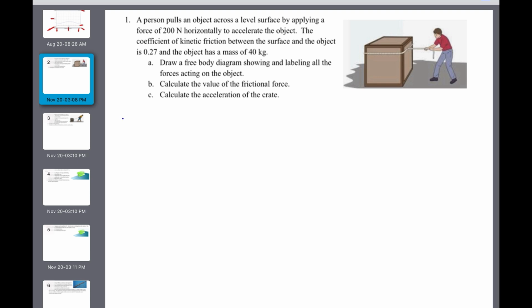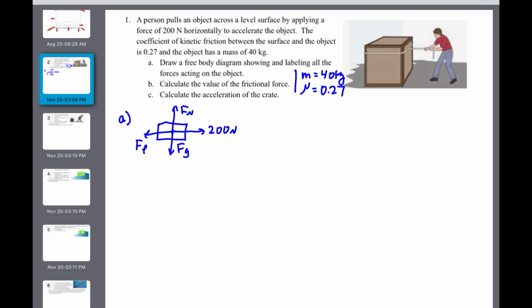Now, recognizing the contact forces and the field forces, we want to draw a free body diagram. So, first force we have is the 200 Newton force that is applied horizontally. Then we can recognize that we have a force of the weight, field force, contact force of the normal force of the object being supported, and then also a frictional force being applied. Always list out the given, that mass of 40 kilograms, and that coefficient of friction of 0.27.